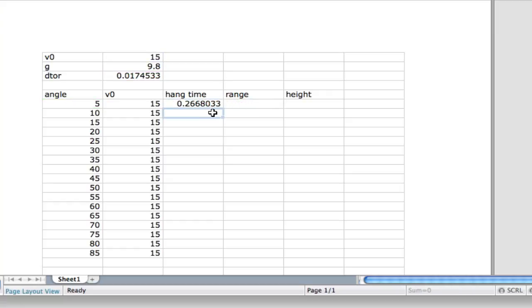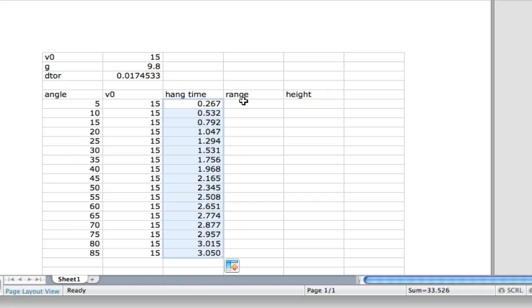Excellent. And you know what I want to do is, let me just take this to be 3 decimal points. So like that, I narrow it, clicking up here. And now, this is the cool part. I can now fill this in for all these angles, not by recalculating, but by clicking and dragging.